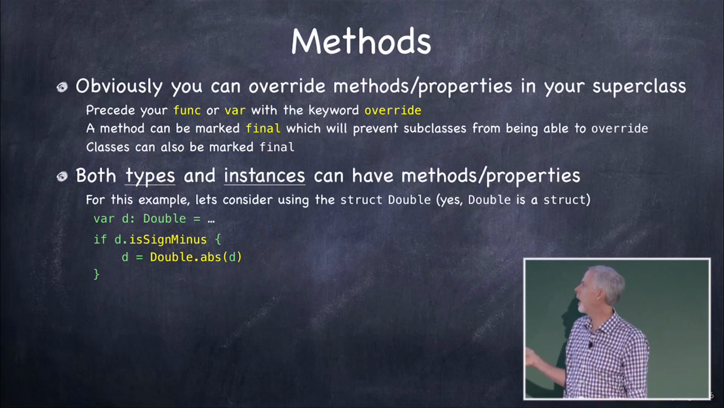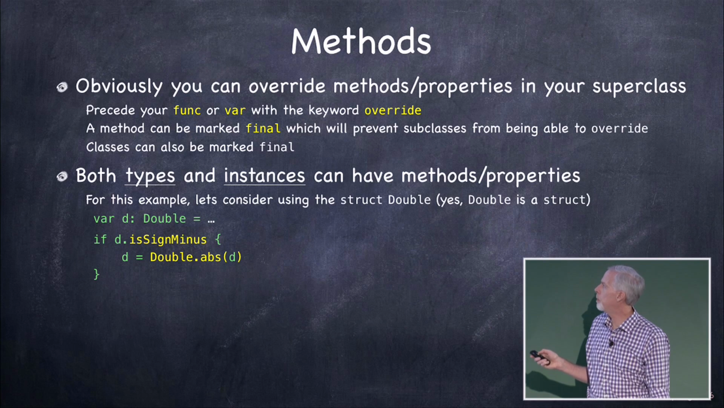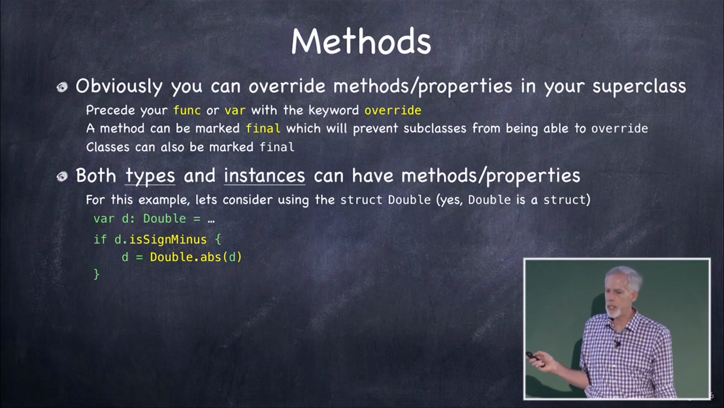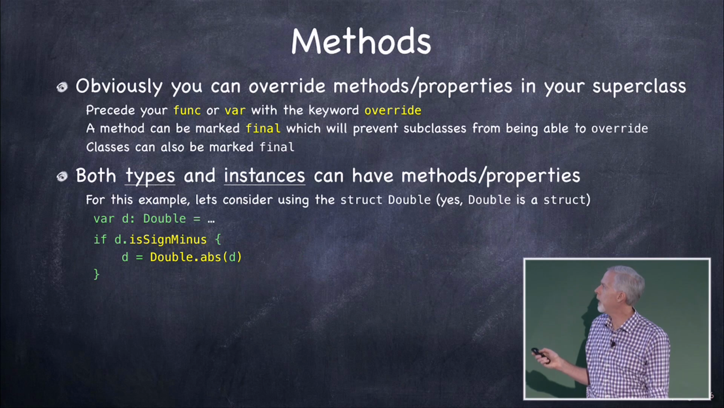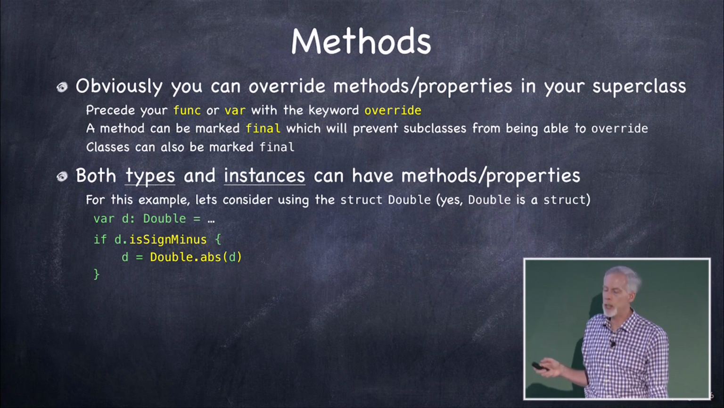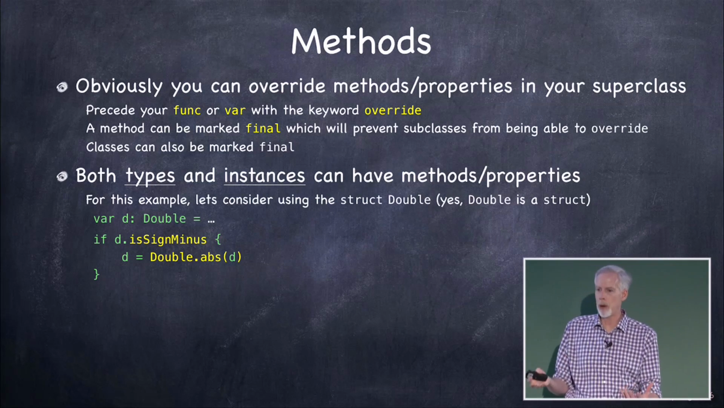Okay? And here's what it looks like to call them. So here I have a little example. Here I have a var d, which is a double, okay? And it's set to some value. So this d is an instance of a double. It is an actual double that has some value.